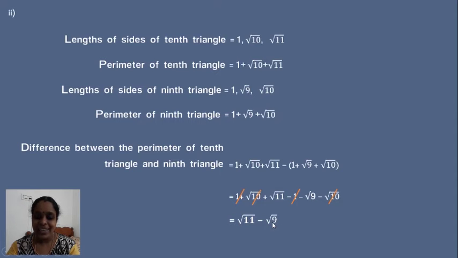That is, the perimeter of 10th triangle is root 11 minus root 9 meter more than the perimeter of 9th triangle. So here we got the second answer also. Now we are going to find the answer of the third question.